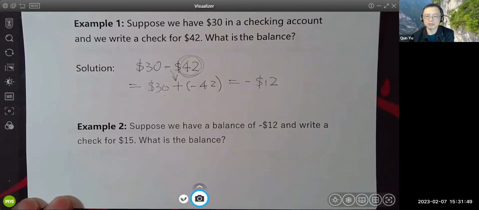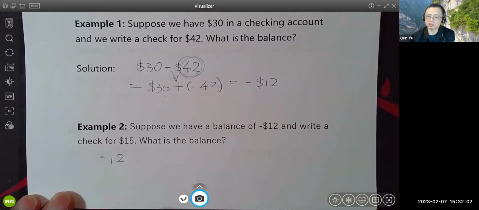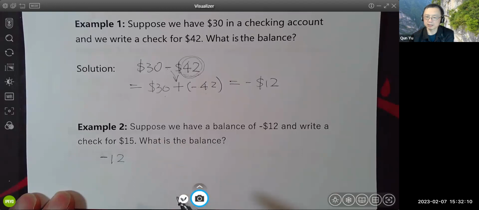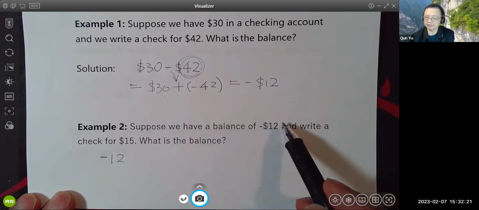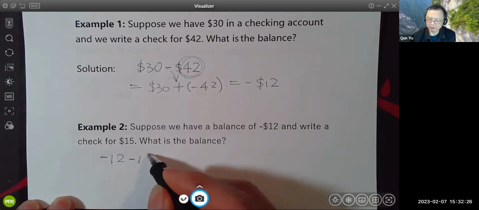Suppose we have a balance of negative $12 and write a check for $15. What is the new balance? So our current balance is negative $12. It's already below zero. Then if you write another check for $15, this $15 will be taken away, which will further reduce your balance in your checking account. That means you get deeper into debt. So we expect this number to get even more negative, right? From common sense. So we minus $15.